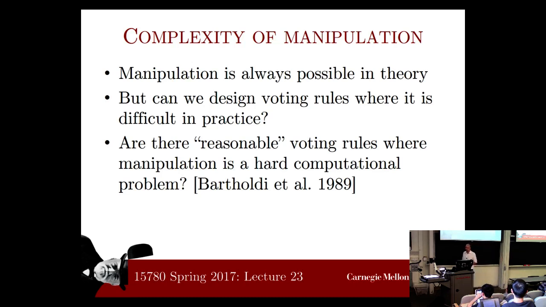It was proposed by Bartholdi, Tovey, and Trick. Mike Trick is actually a professor here at CMU at the Tepper Business School. He specializes in integer programming, but around this time, they came up with this cool idea and had a couple of groundbreaking papers trying to apply this idea to social choice.